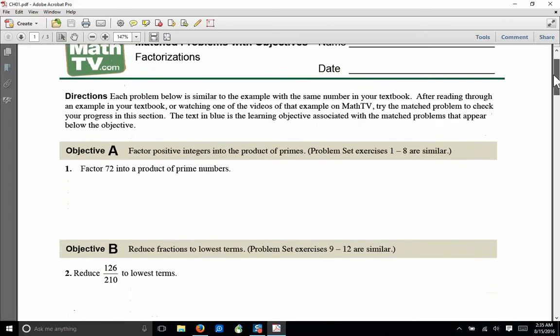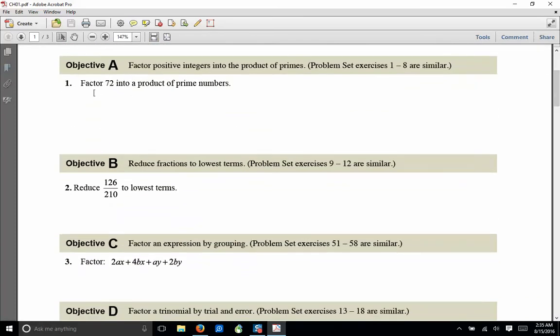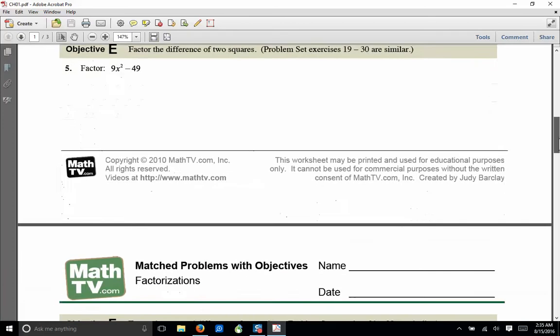Okay, what does this have here? This is all the stuff that we're going to cover. We're going to cover factorizations first. This is going to be 1.4, and these are the problems I'm going to do on the PowerPoint slides as we go through these.